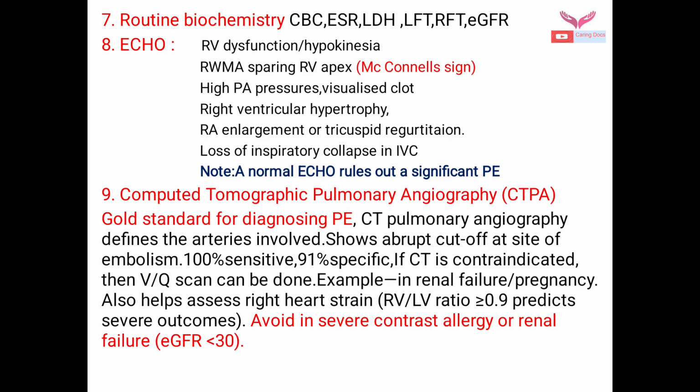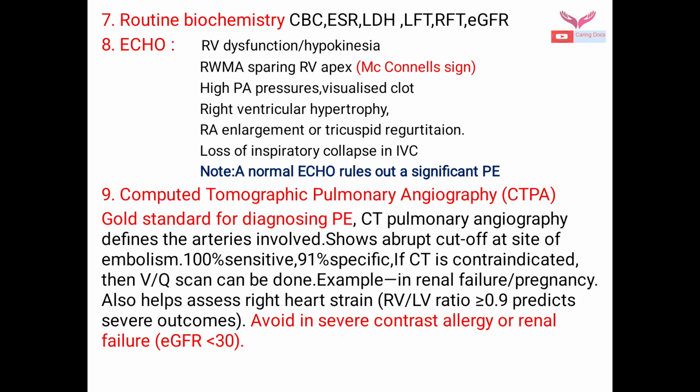In echocardiography, we will get RV dysfunction or hypokinesia, a right wall motion abnormality sparing the apex, called McConnell's sign, high PA pressures, visualized clot, right ventricular hypertrophy, right atrial enlargement or tricuspid regurgitation, loss of inspiratory collapse in inferior vena cava. Always remember that a normal echo rules out a significant pulmonary embolism.